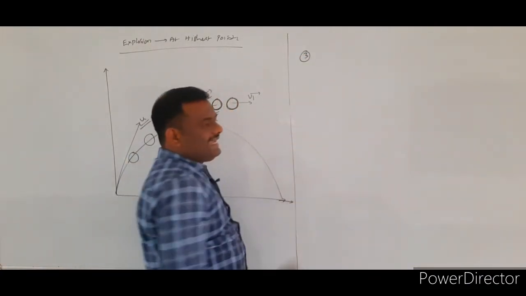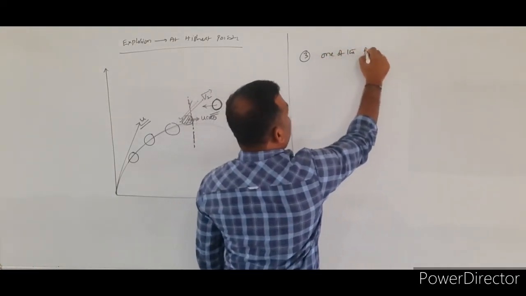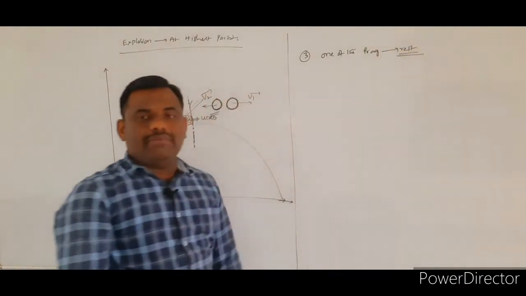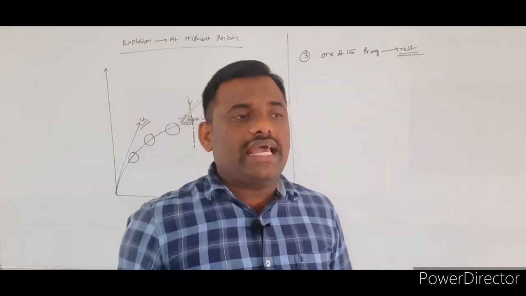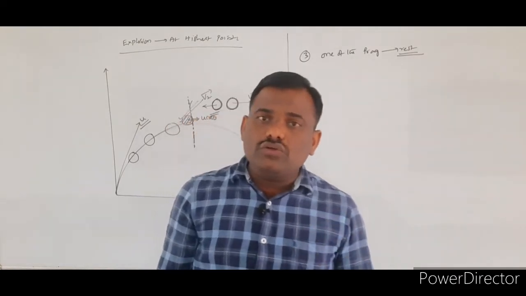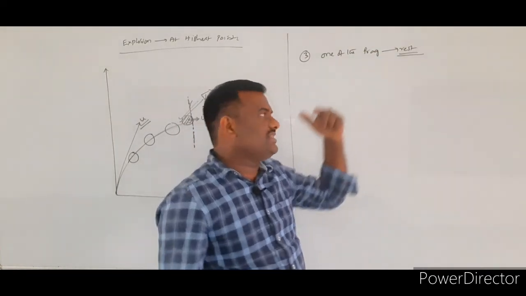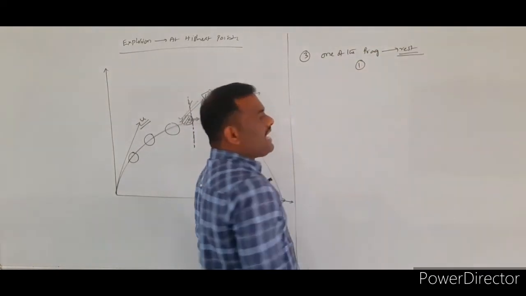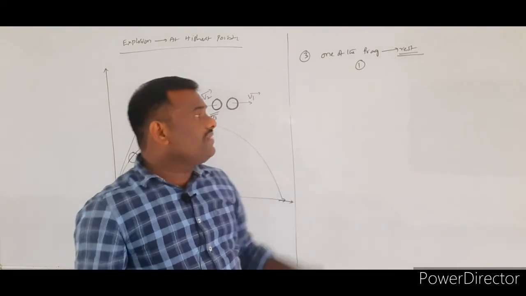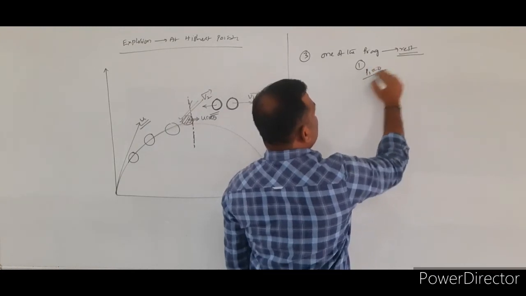Case 3. In case 3, we assumed that one of the fragments will come to a state of rest. The explosion takes place at the highest point, and the shell explodes into two different fragments. Out of the two fragments, we assume here the first fragment will come to a state of rest. Whenever the first fragment comes to a state of rest, its momentum is equal to 0.